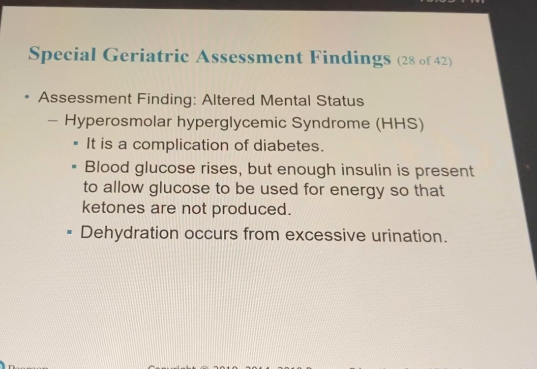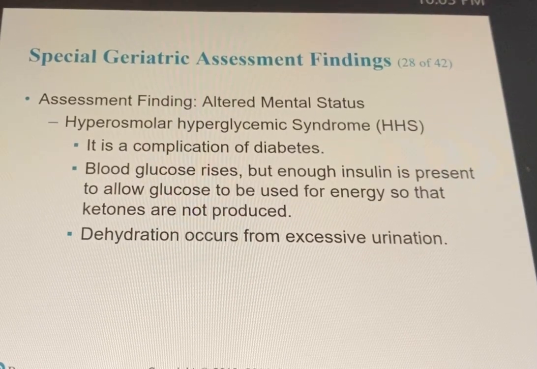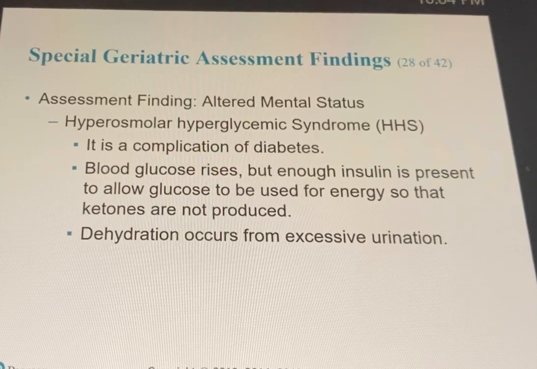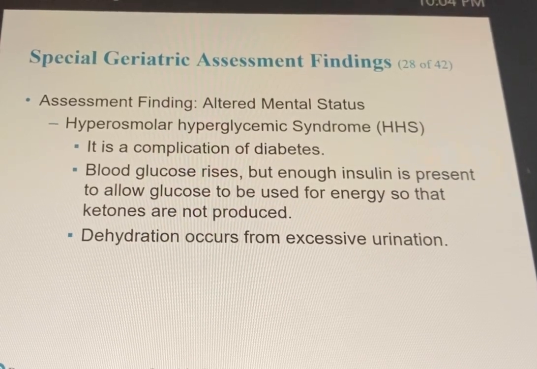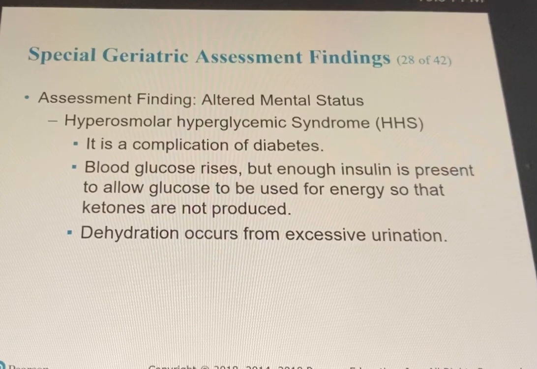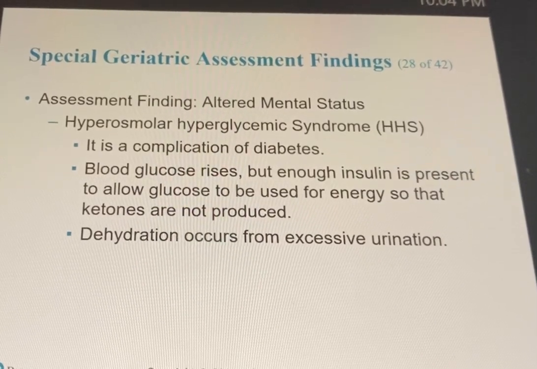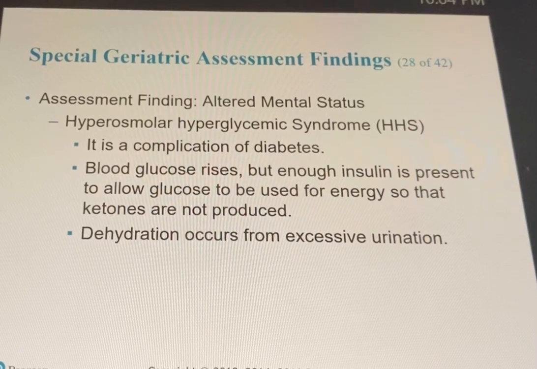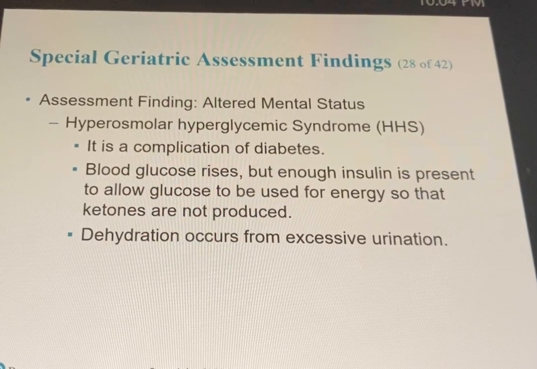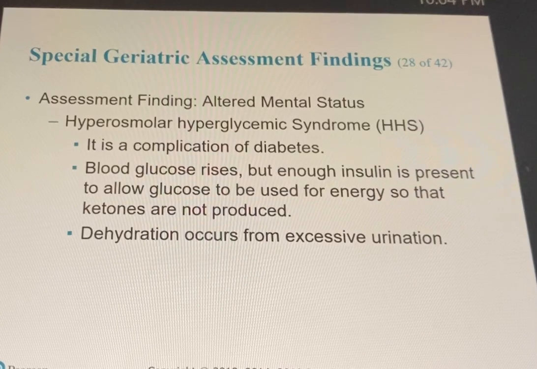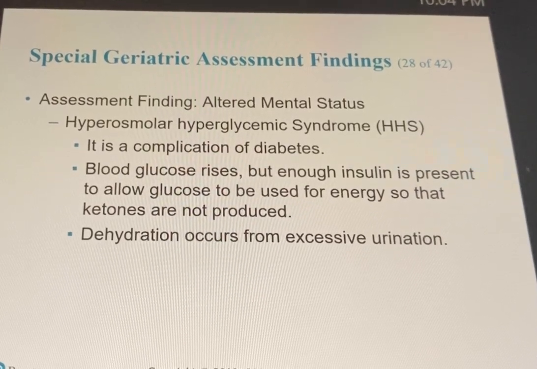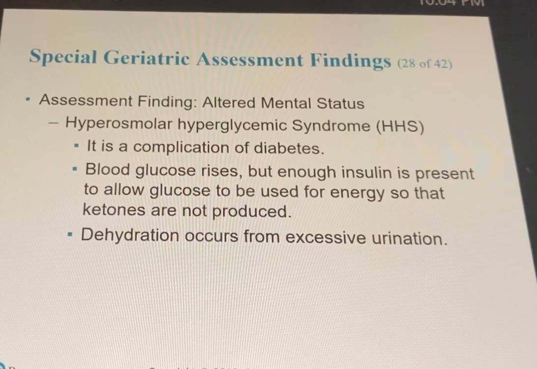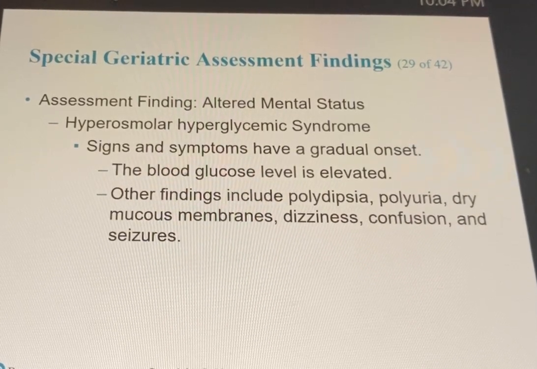All right, we talked about this, HHS, hyperosmolar hyperglycemic syndrome, is a diabetic complication that is more common to geriatric patients with diabetes. Okay, it's pretty much the same thing we talked about. The blood glucose shoots up because they don't have enough insulin present, and dehydration occurs from the excessive urination. Remember, water follows sugar, just like it follows sodium.